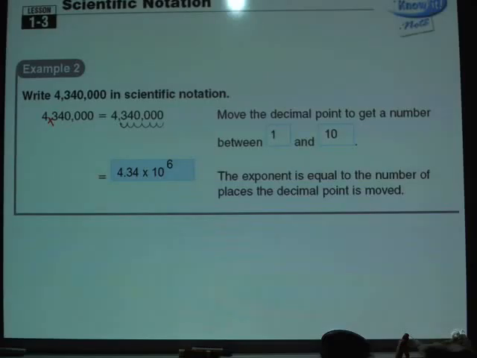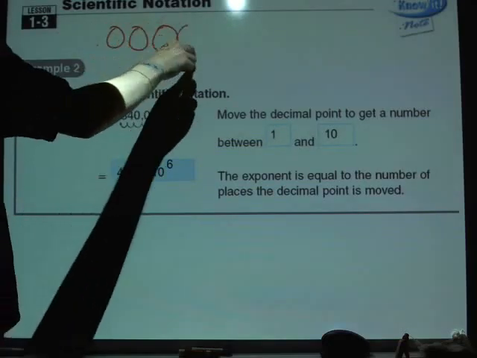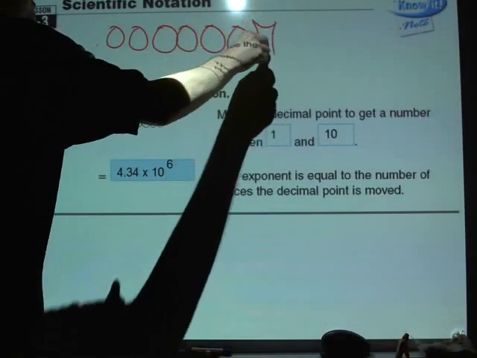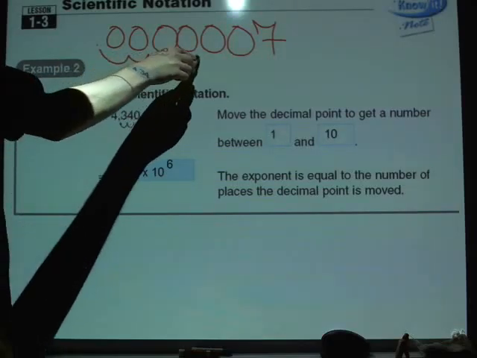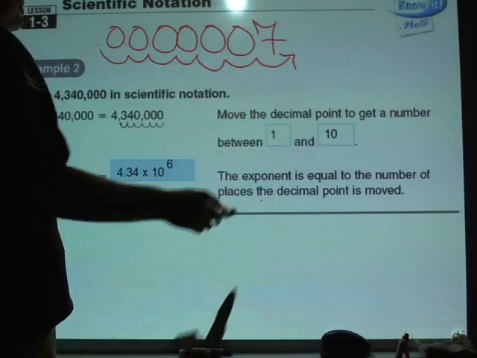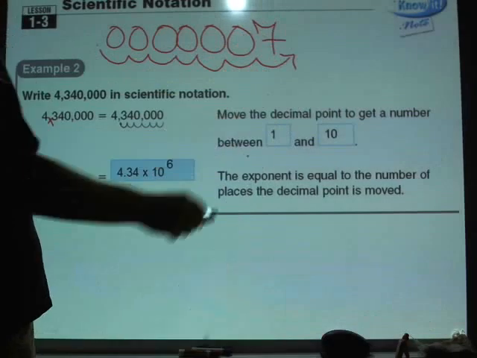Now, this probably also leads to another good discussion. How do we do a small version of a number? Something that's very, very close to 0. Let's say it was something like 0.000007. Well, the decimal in this case would have to move the opposite direction to create something that's between 1 and 10. It's moving 1, 2, 3, 4, 5, 6 jumps off to the right. I'm sorry, 7 jumps off to the right.